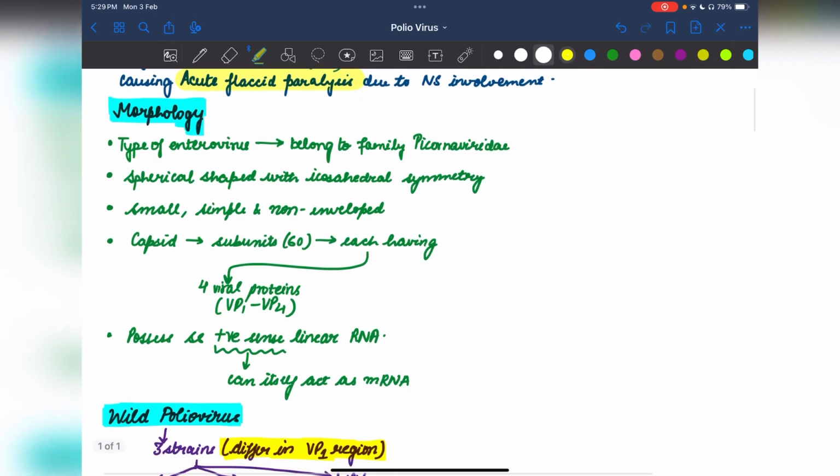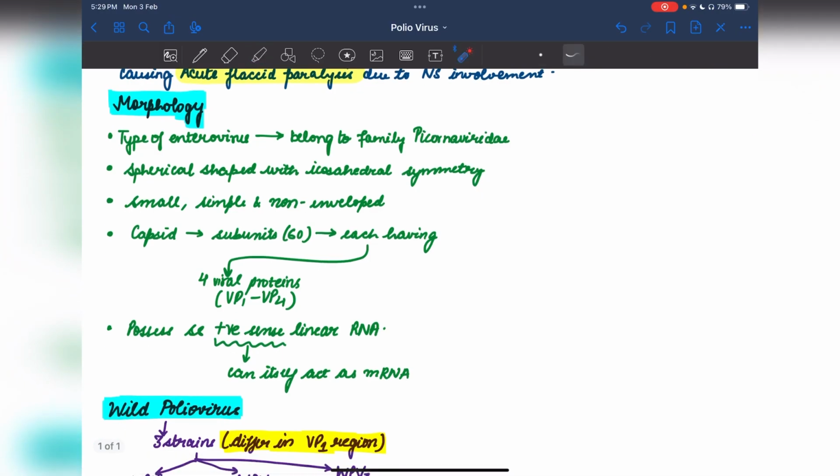Now coming to morphology of polioviruses. They are a type of enterovirus, and they belong to family Picornaviridae. This is also important, which family they belong to. That can be one of your MCQ questions. They belong to Picornaviridae family. They are spherical in shape with icosahedral symmetry.